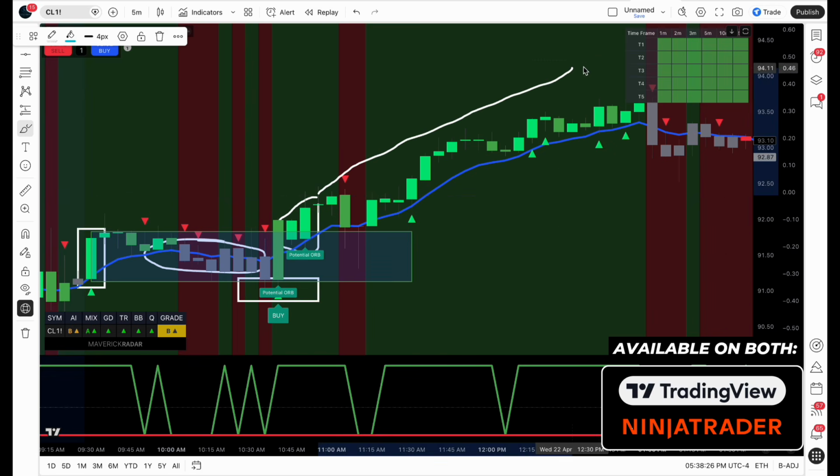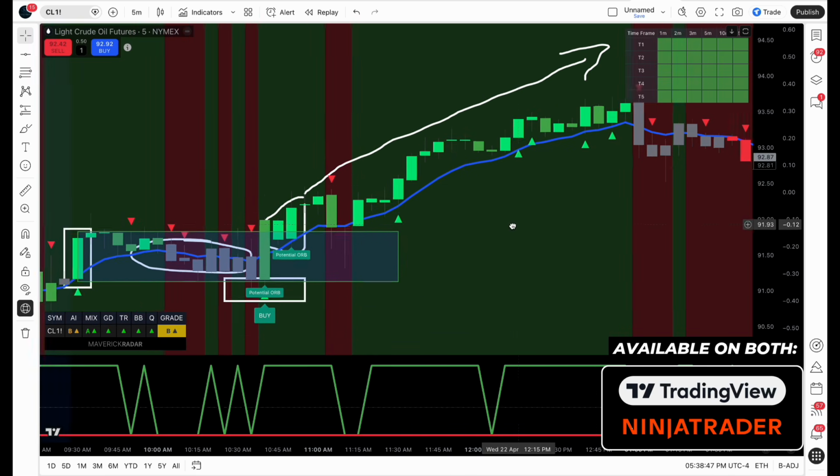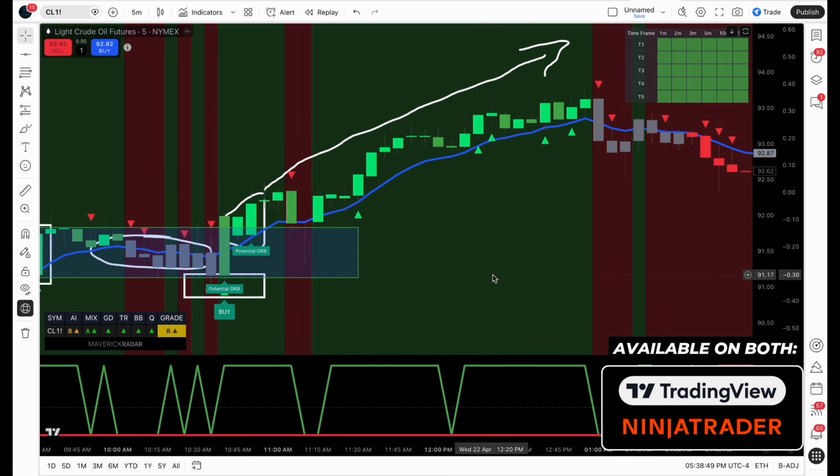And then, boom, this thing just took off until, why isn't my tool working? Did I double click it? This thing took off until, what time is that? Sorry, I'm trying to get rid of this terrible squiggly line I drew here. What time did it stop its run? Yeah, almost 1 o'clock. This thing just ran the whole time.